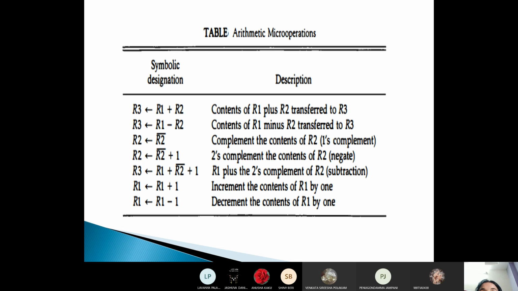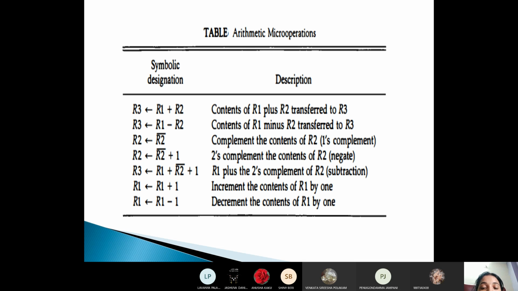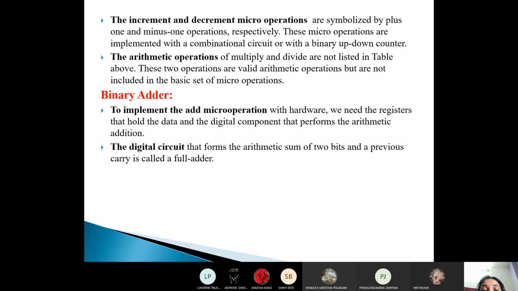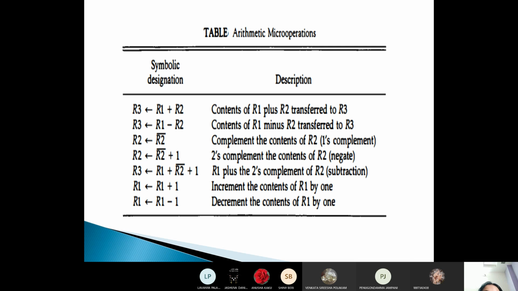Next, coming to the table of the arithmetic micro operations. What is meant by arithmetic micro operations? In this we have the main table, with the symbolic representation, the designation, and the description of this symbolic representation.